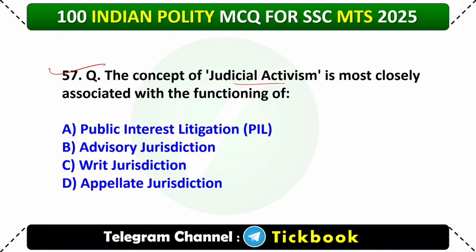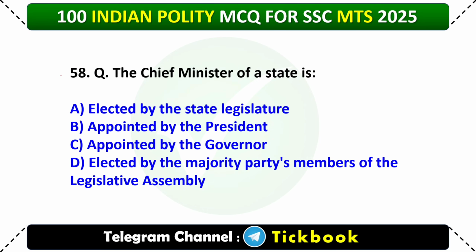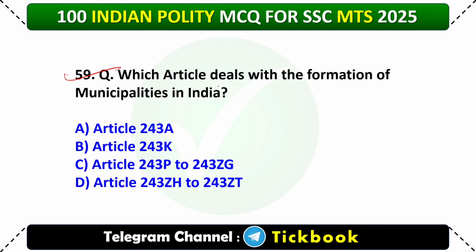57. The concept of judicial activism is most closely associated with the functioning of option number A, public interest litigation. 58. The Chief Minister of a state is option number C, appointed by the governor. 59. Which article deals with the formation of municipalities in India? Option number C, Article 243P to 243ZG.